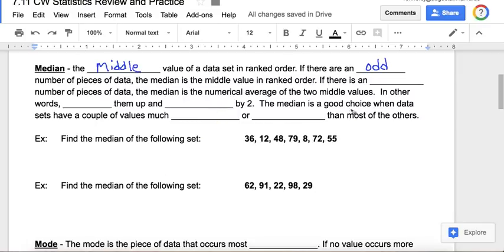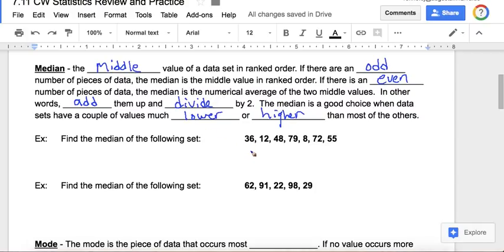But if there is an even number of pieces of data, the median is the numerical average of the 2 middle values. So what that means, in other words, add them up and divide by 2. So you have to find the average of the 2 in the middle if there are 2 numbers in the middle. The median is a good choice when data sets have a couple of values much lower or higher than most of the others. So this is one of the central tendencies that you have to put in order from least to greatest.